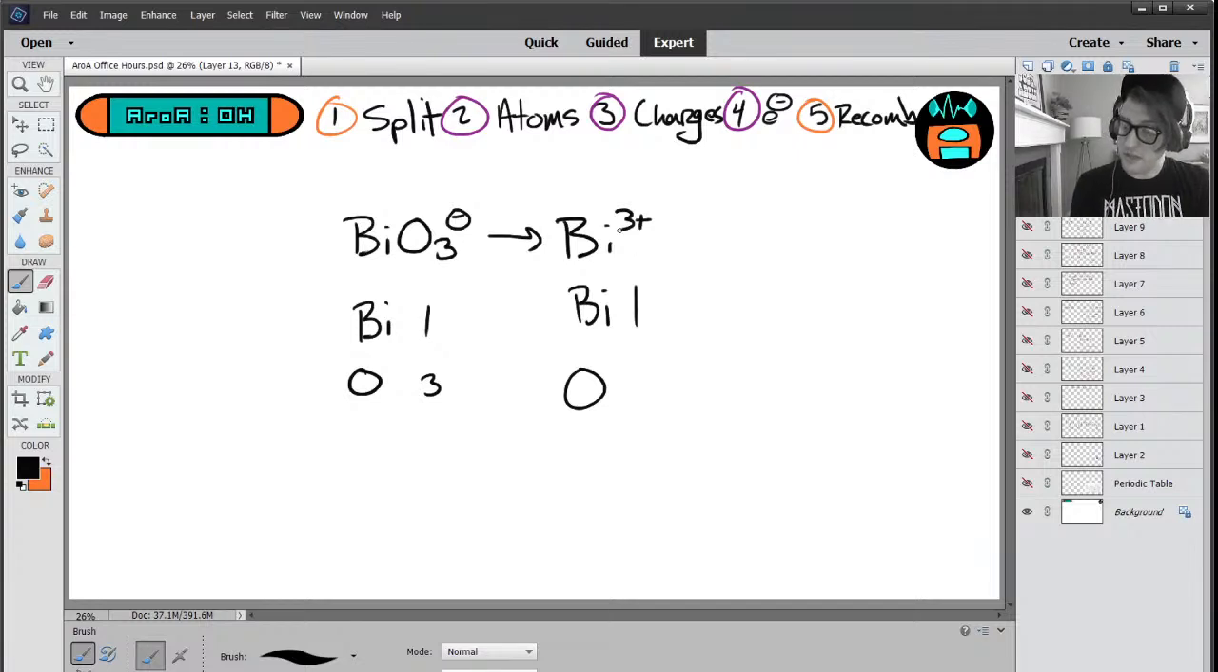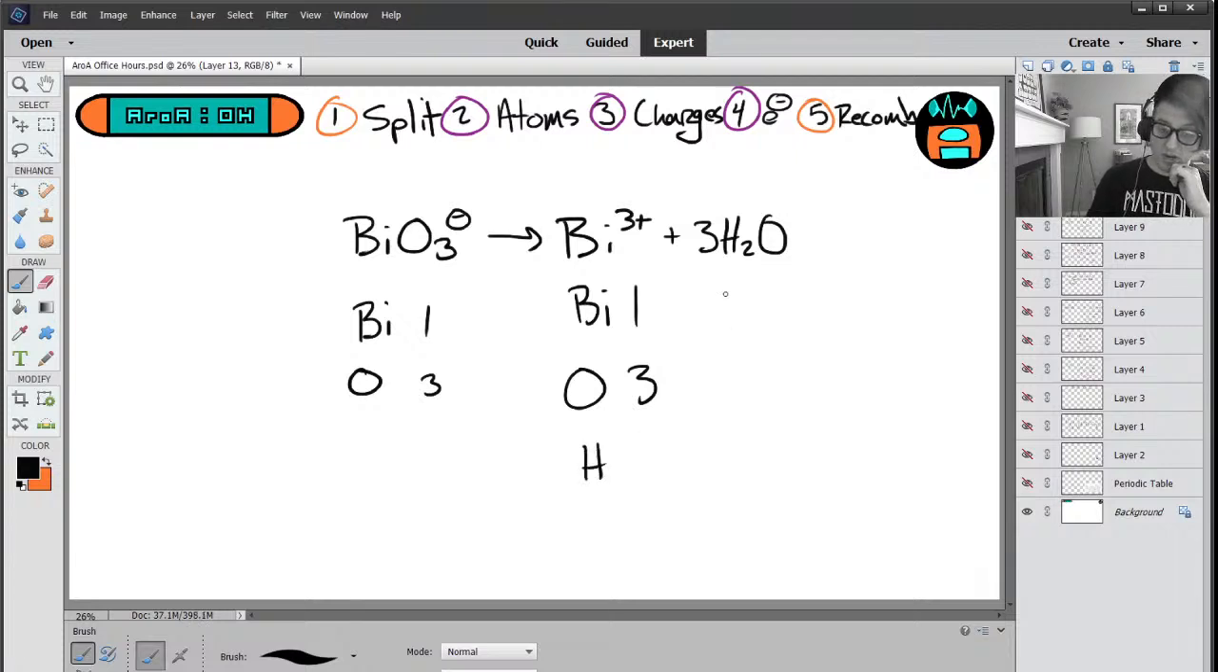Now, whenever you're doing the half reaction method, and your oxygens are out of balance, you always balance oxygens by adding water. So since we have 3 oxygens on our reactant side, we need to add 3 water molecules to our product side. This balances our oxygen, but has the unfortunate side effect of adding 6 hydrogens. The way you balance your hydrogens is by adding hydronium, H plus ions. We have 6 hydrogens on our product side, so we need 6 on our reactant side. So we add 6 H plus ions, and now we're balanced.